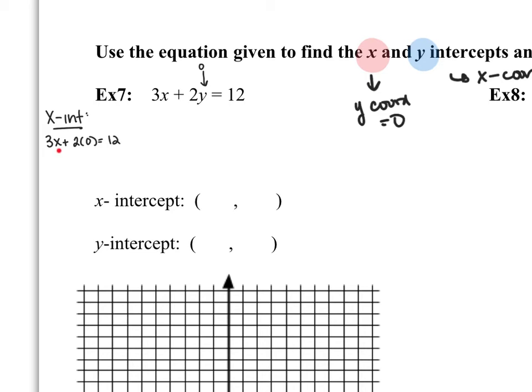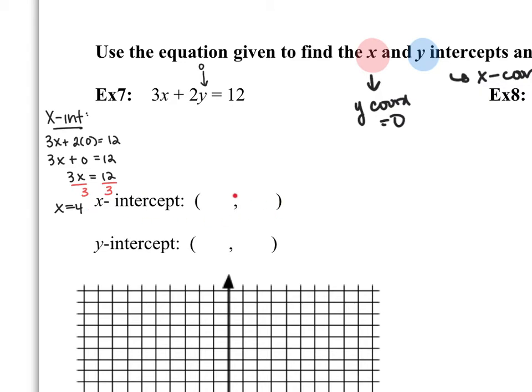Now I would do this math. My goal is to get x by itself, and I'm going to simplify first. So 2 times 0 is 0, which gets me 3x + 0 = 12. But anything plus 0 is itself, so 3x = 12. Then to get x by itself, I would divide both sides by 3, which means that x would equal 4. That was my work for my x-intercept.